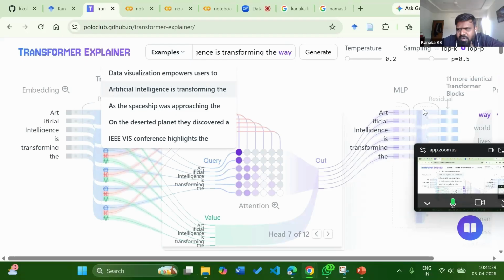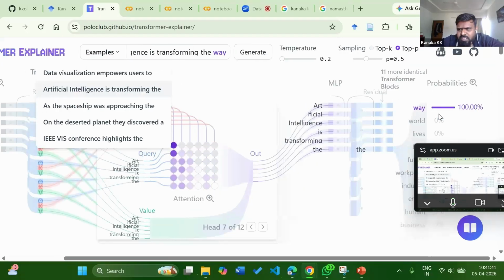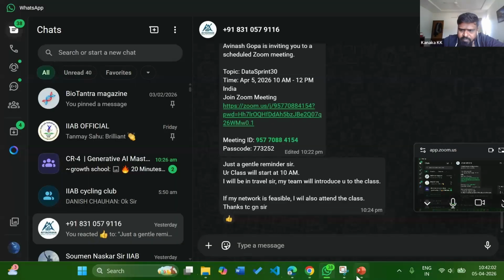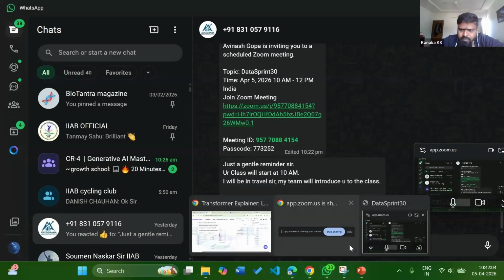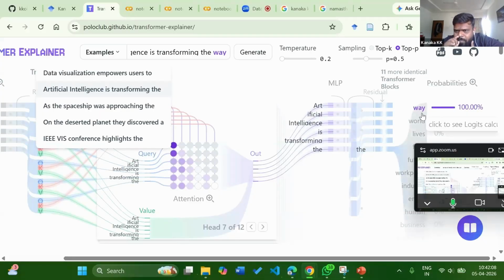Okay, you can see the next word it predicted: "way". This output is showing 100% probability. Artificial intelligence is transforming the, this was my prompt, and it predicted the next word, which is "way".